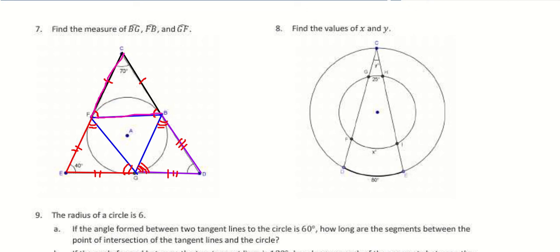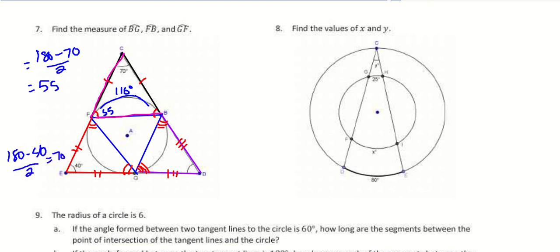That's it. So if we do 180 minus 70 divided by 2, that's going to be 110 divided by 2, that's equal to 55. So once this is 55 degrees, this arc becomes 110 degrees. Likewise, if I do 180 minus 40 divided by 2, that gives me 70. So that's 140 divided by 2 is 70. And once this is 70, this arc becomes 140.